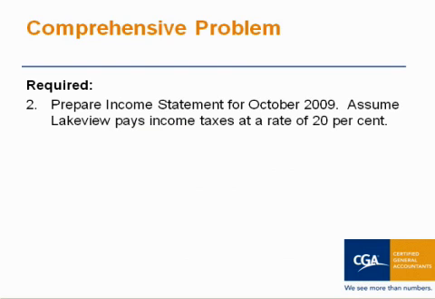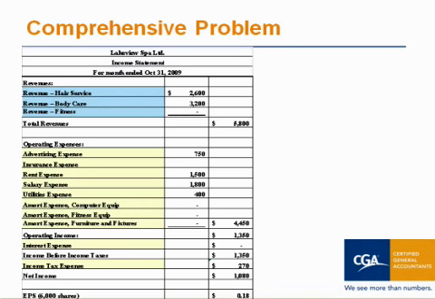And that would meet requirement 2, prepare an income statement for October 2009. And as we mentioned earlier, Lakeview pays income taxes at a rate of 20%. So we need to consider that in the preparation of our October income statement. On your worksheet for preparing your financial statements, for our income statement, we start with the title, Lakeview Spa Limited. The title of the statement is an income statement, and always mark the period that it covers. And this is the month ended October 31st, 2009.